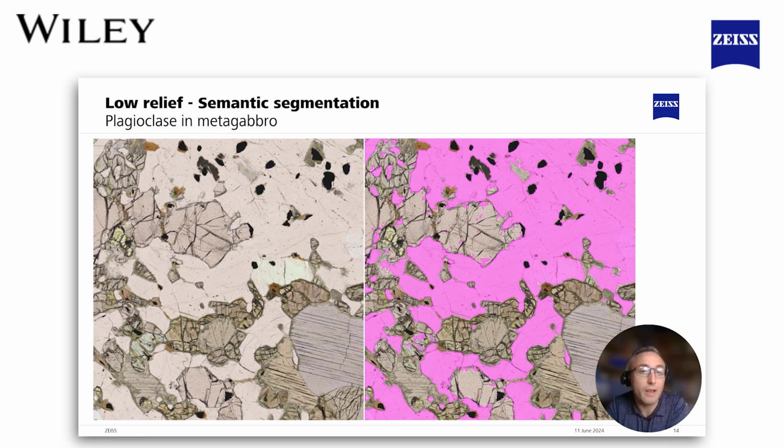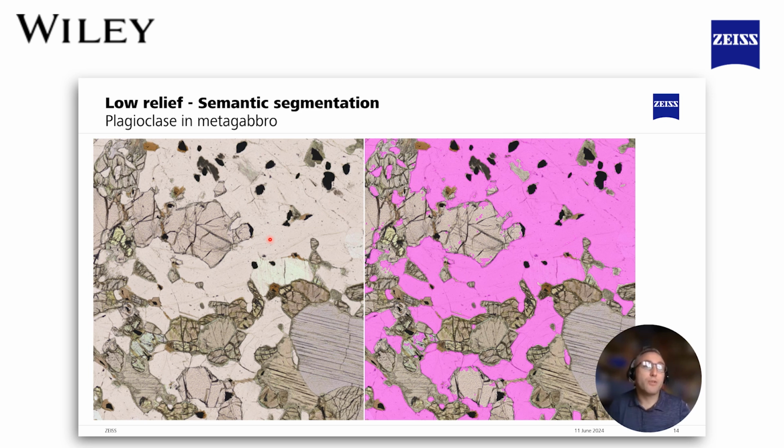So in this case, we have a metagabbro. And one of the minerals in here is plagioclase, and this is a low relief mineral that makes up a fairly significant part of this image. You can see it here. It's this low relief pale grey mineral.